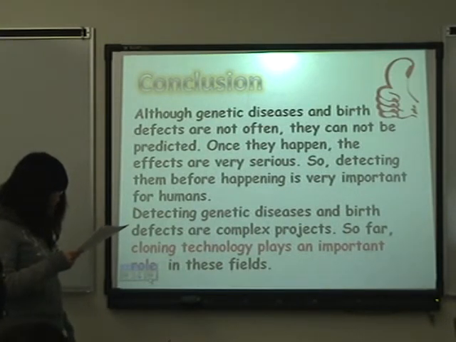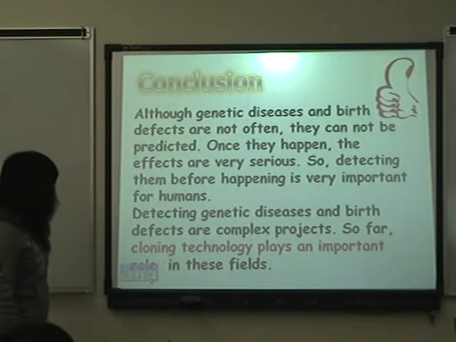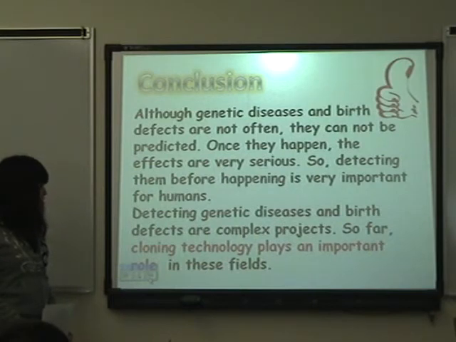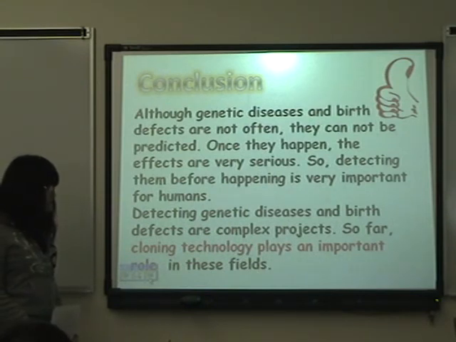Conclusion: although genetic disease and birth defects are not common, they cannot be predicted. Once they happen, the effects are very serious, so detecting them before they happen is very important for humans. Detecting genetic disease and birth defects is a complex process, and so far cloning technology plays an important role in this field.